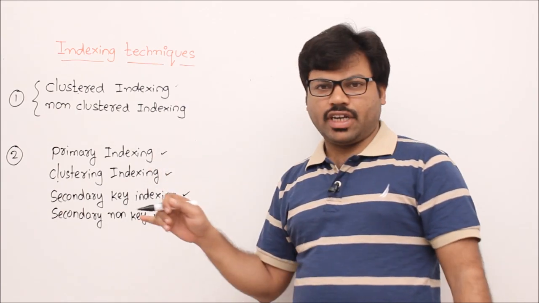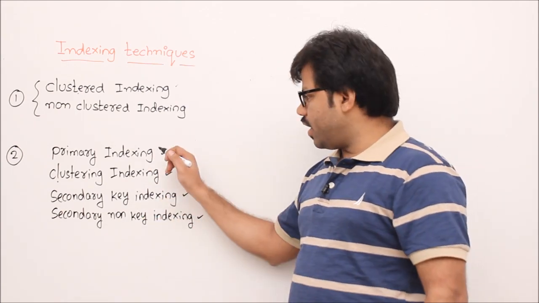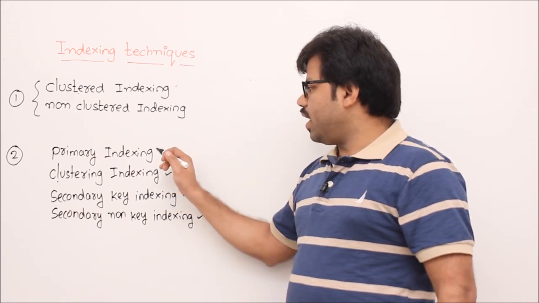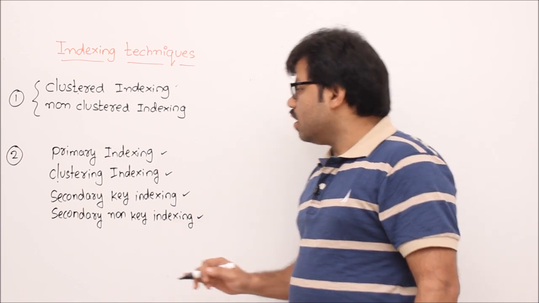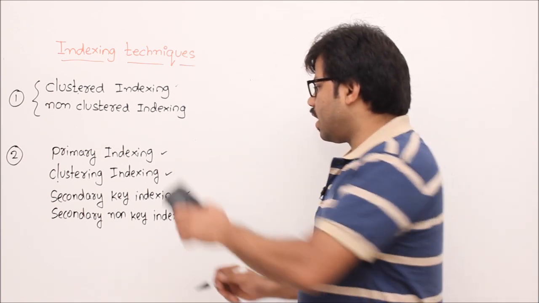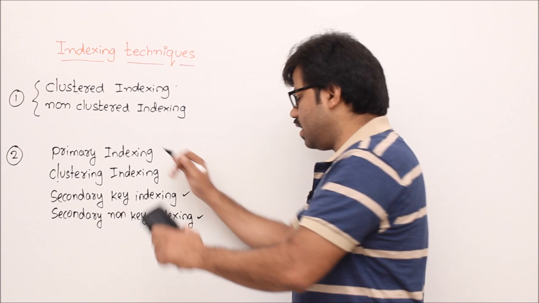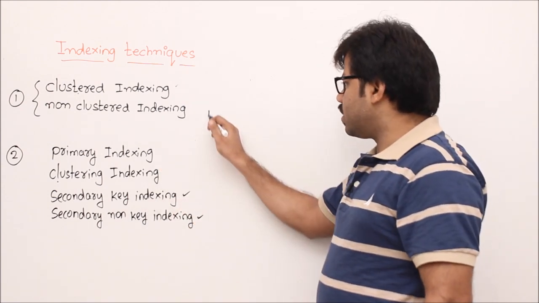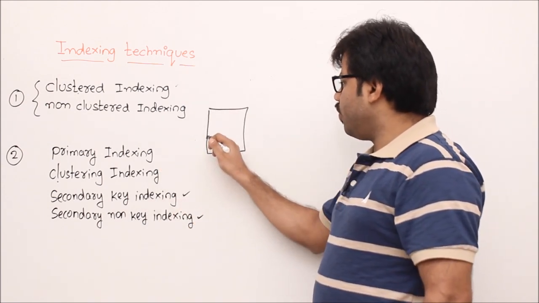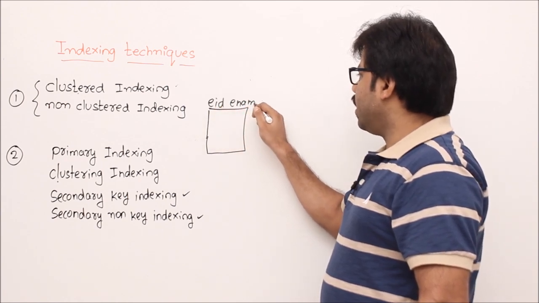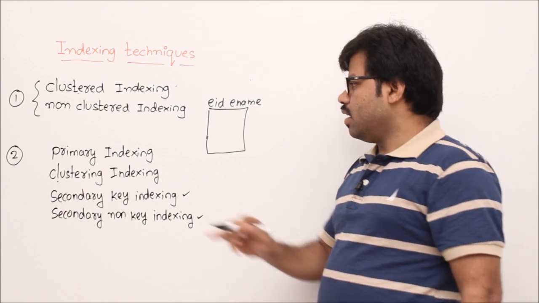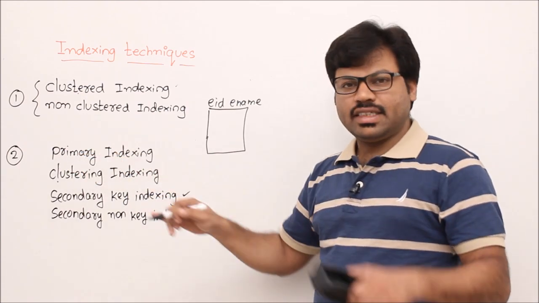In the second classification, the same indexing techniques can be divided into four parts: primary indexing, clustering indexing, secondary key, and secondary non-key. So what primary indexing and clustered indexing are, we will see here in this classification. Example, let's say you have an employee table with only two fields, employee ID and employee name, and the data is whatever, it doesn't matter.